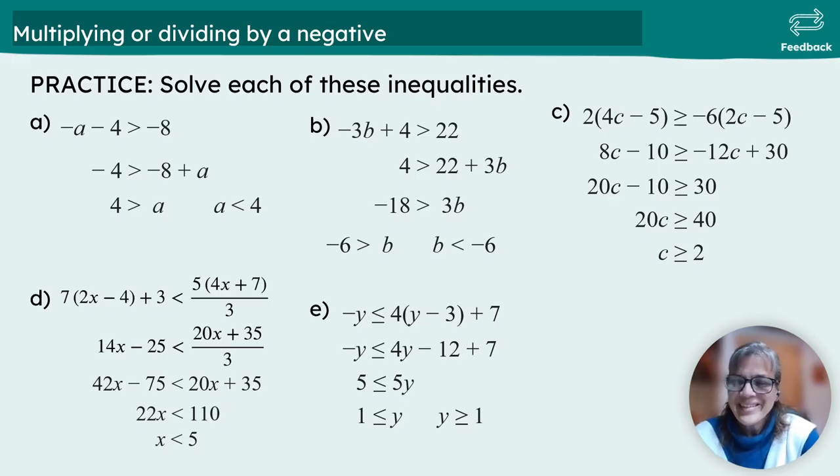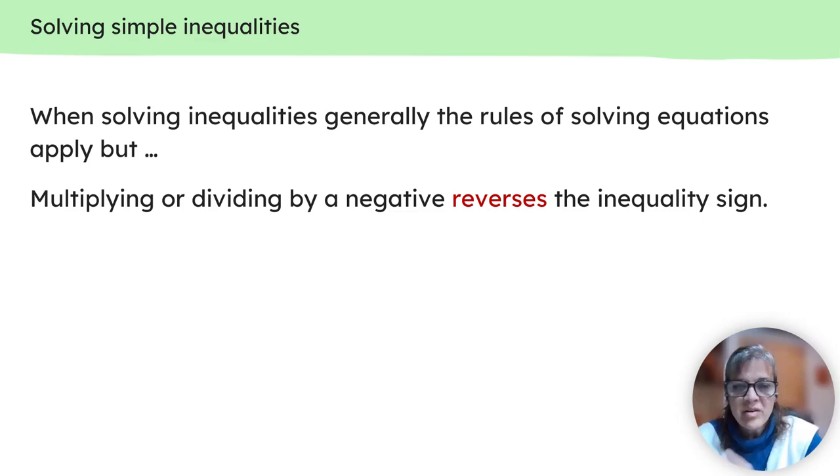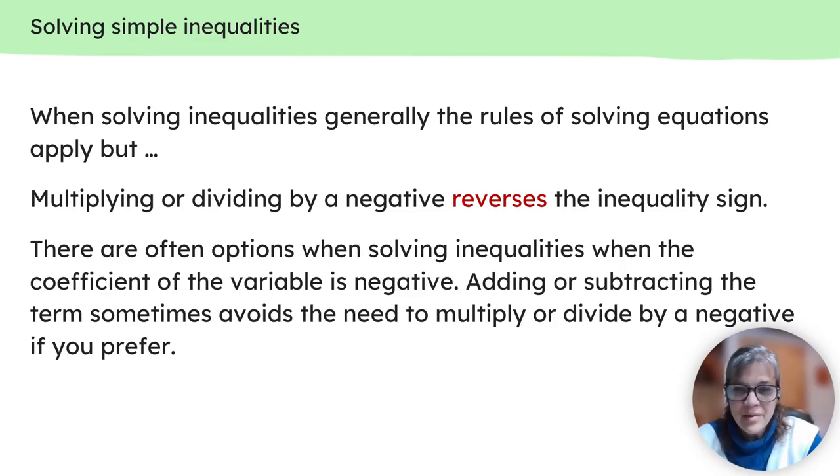All right, let's carry on. So when you're solving inequalities, generally you follow the same rules as solving equations. But remember that multiplying or dividing by a negative, you have to reverse the inequality sign. Sometimes when you're solving inequalities where the coefficient of the variable is negative, you could add or subtract that term to avoid multiplying or dividing by a negative if you prefer that.